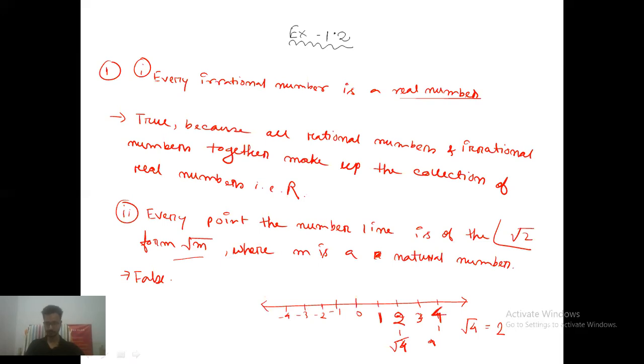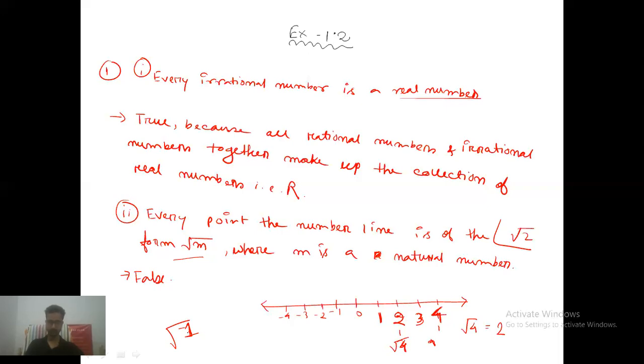Root over 3 also you can plot. Root over 5 also you can plot. Yes or no? Something it will be in a fraction or it will be in decimal number, but decimal number we can plot it with the help of compass. But root over -1 we cannot plot. Why? Because on the number line we can only plot the real numbers.